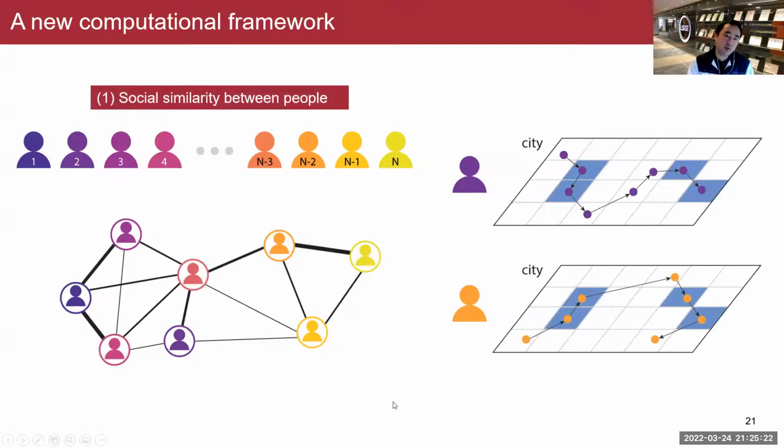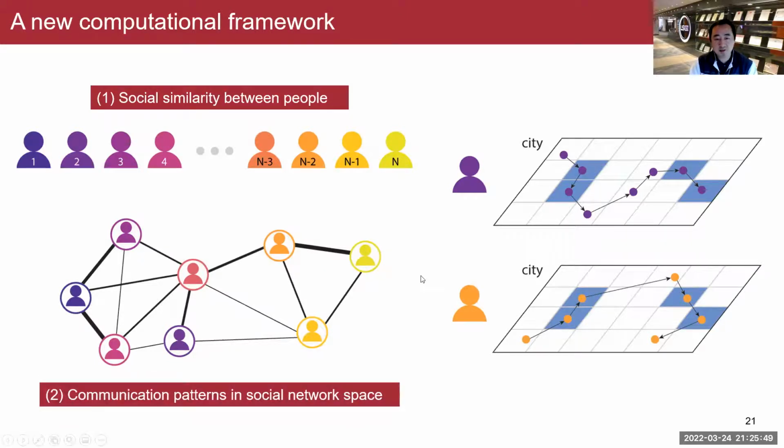There are three important components in our framework. First, we estimate each person's socioeconomic class by either income or housing price, and then we rank them, assigning a unique rank to each of them. And then we have a matrix to quantify the social similarity between any two people. If two people are very similar, their similarity score is close to 1, and if very different, close to 0.